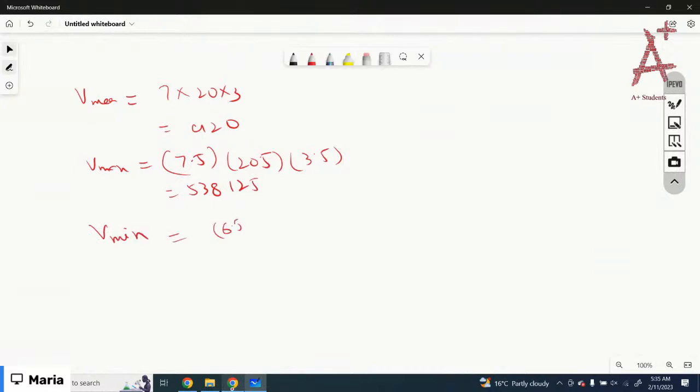Now you have to calculate the minimum, and just subtract 0.5 from each value. It would be 6.5, 19.5, and 3 minus 0.5 is 2.5. When you multiply them, 6.5 times 19.5 times 2.5, it is 316.875.